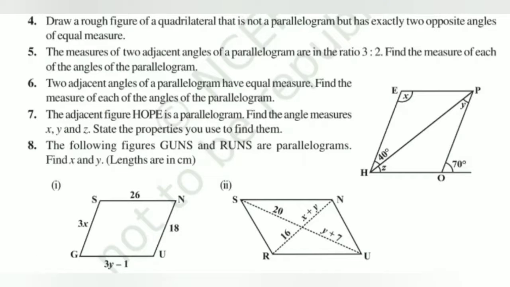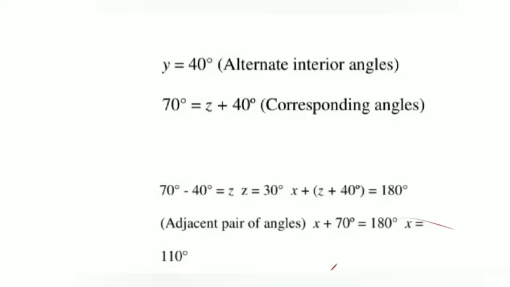Now, question number 7. In the adjacent figure, HOPE is a parallelogram. Find the angle measures X, Y, Z. State the properties you use to find them. Y is equal to 40 degree. Why? Because these are alternate interior angles.